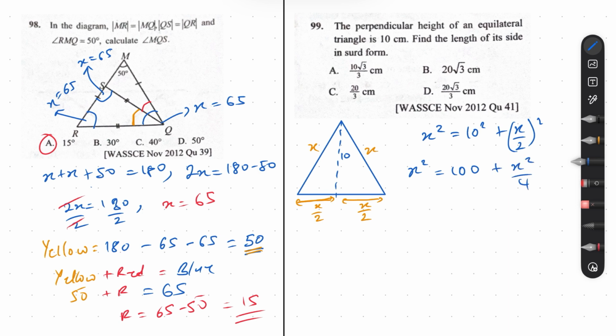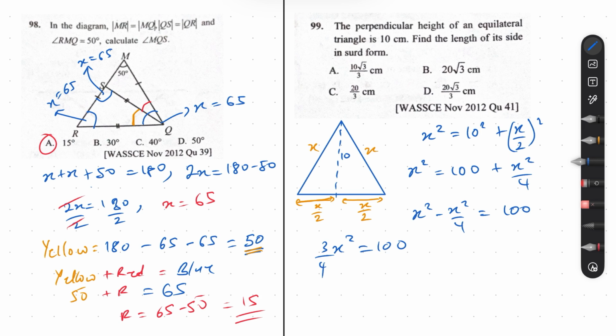Cool. Let's try to group like terms. So we'd have x squared minus x squared over 4 equals 100. So they will give us what? When we have a full x squared minus a quarter x squared, we have 3/4 x squared, okay? This is x squared, and then we have a quarter of x squared. When we subtract it, we have 3/4 x squared. So we have 3/4 x squared to give us 100, okay?